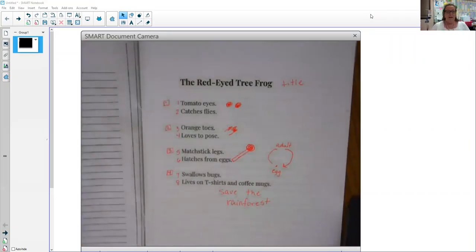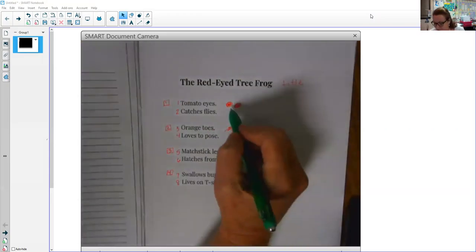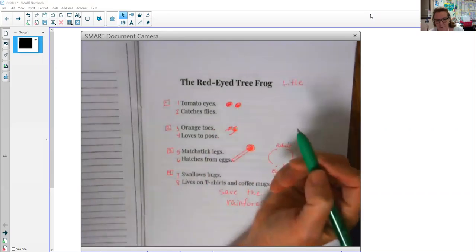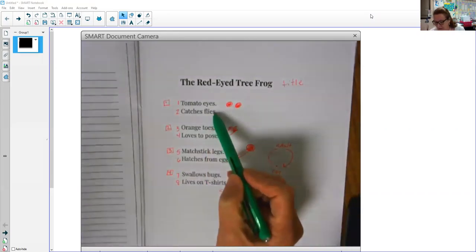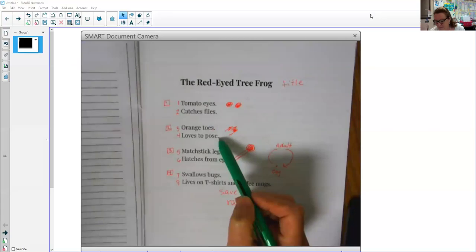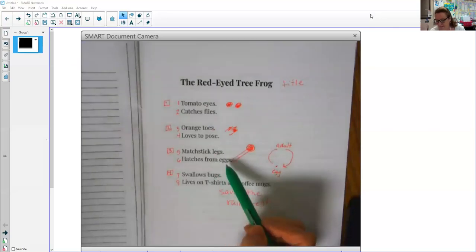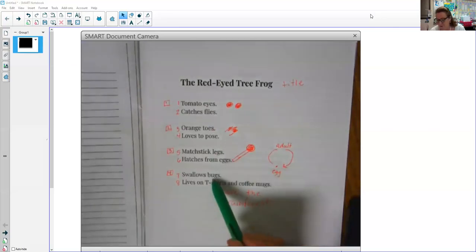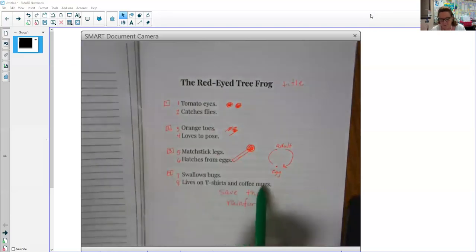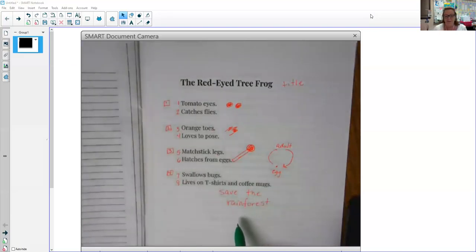And today we're looking at the red-eyed tree frog that we looked at yesterday. And we talked a little bit about what it looks like. And I showed you a picture of what that red-eyed tree frog looks like. And we said that he has these huge eyeballs that look like tomatoes. He catches flies, his orange toes, he loves to pose. Matchstick legs, hatches from eggs, swallows bugs, and lives on t-shirts and coffee mugs. And that's what we talked about, Save the Rainforest.